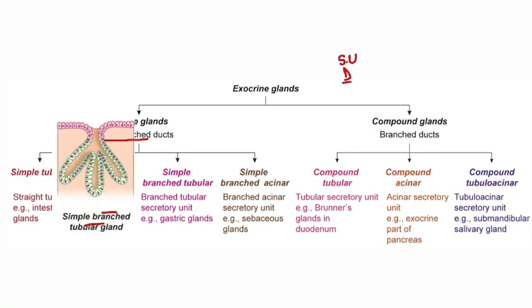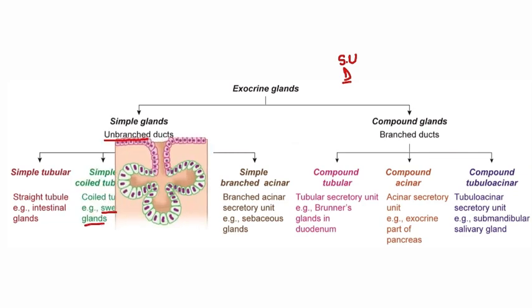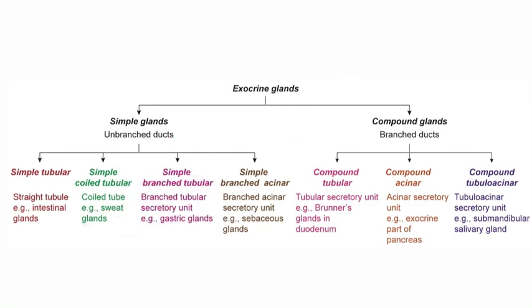Now simple branched tubular. So simple branched tubular means there will be branching in the tubule, which is characteristic of gastric gland. Then there is another called simple branched acinar, where we have secretory unit as acini, or there will be branching in the acinar portion also. So till now we have seen the glands with unbranched duct and branching only in the secretory unit.